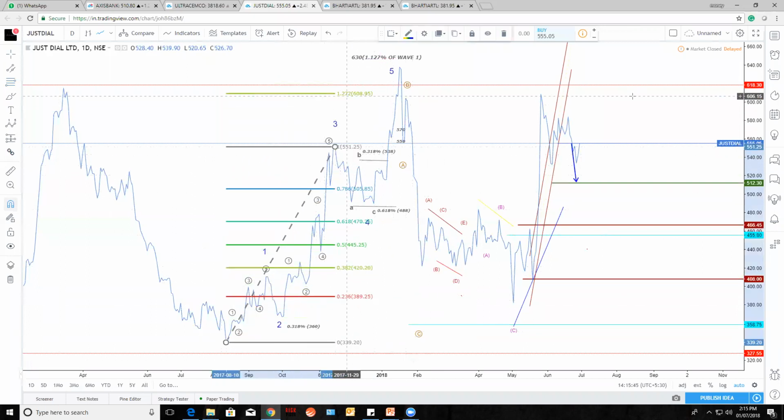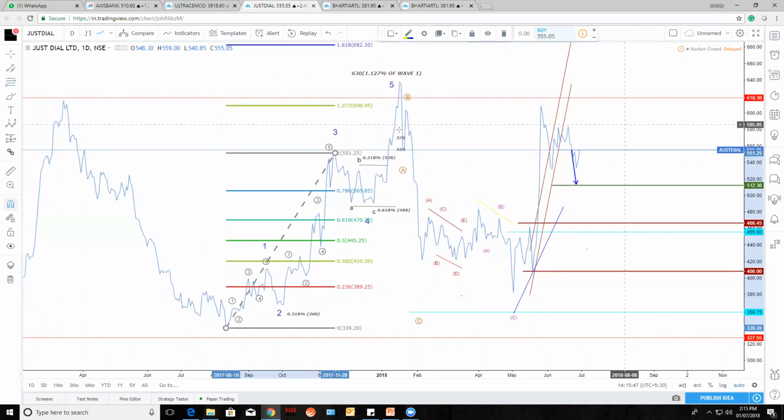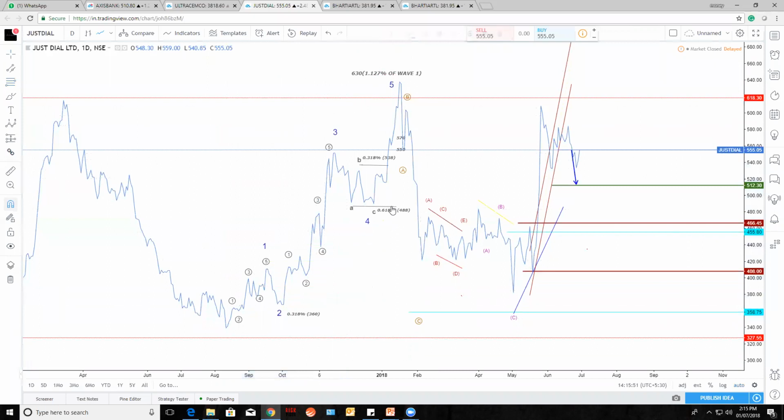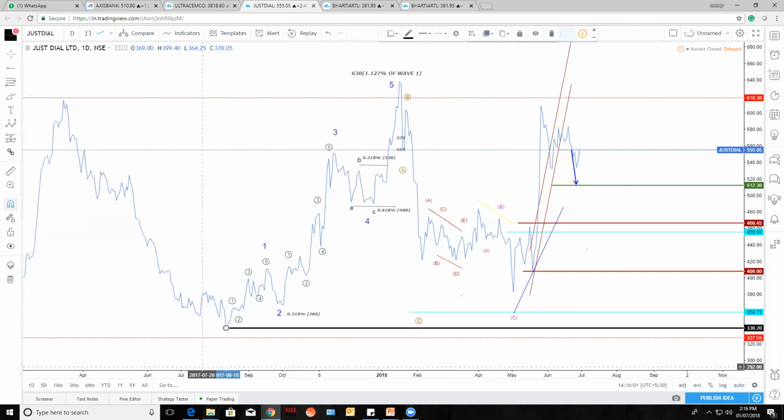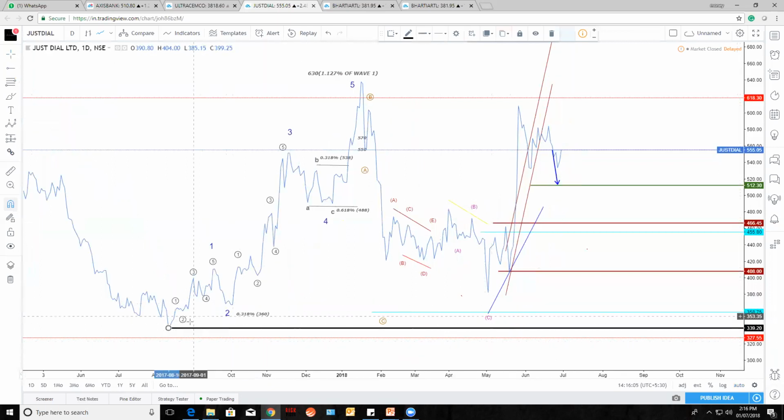It went up to 1.272%. That is the 608 level. After that, there is a correction, but still this is a valid impulse wave, right? It is not retracing below this level. It has fallen from there, but it hasn't retraced this level. That is the 339 level. Getting my point?